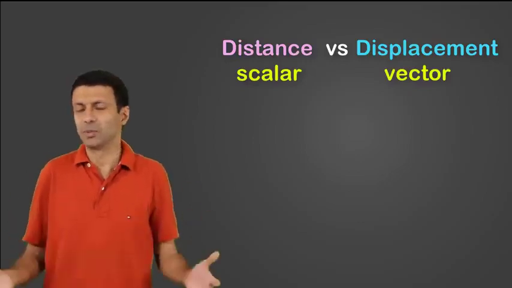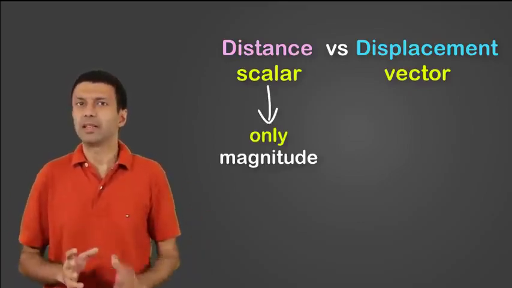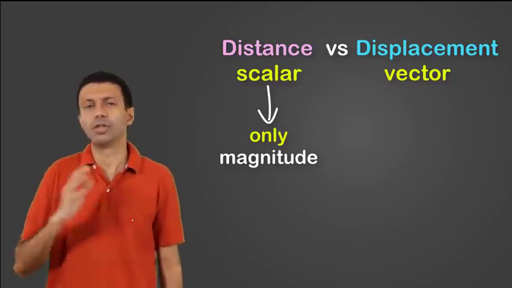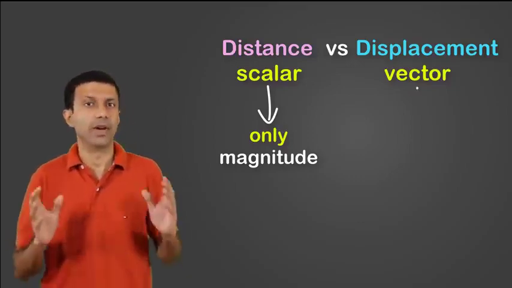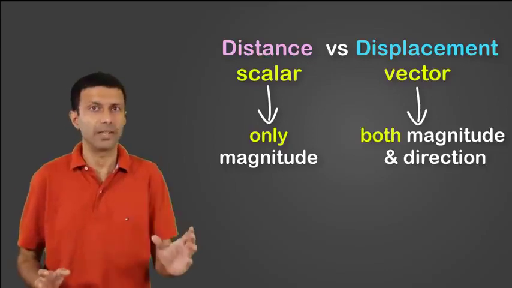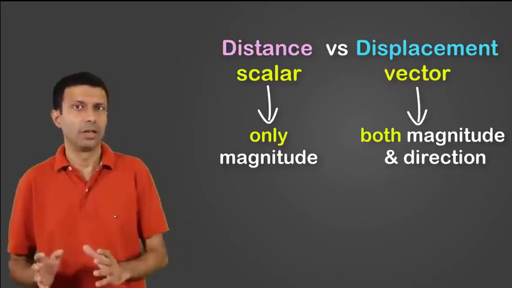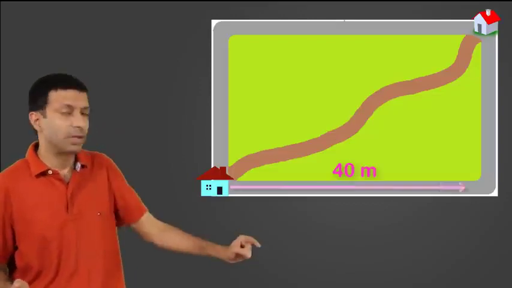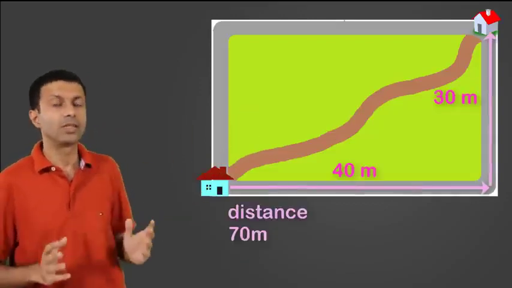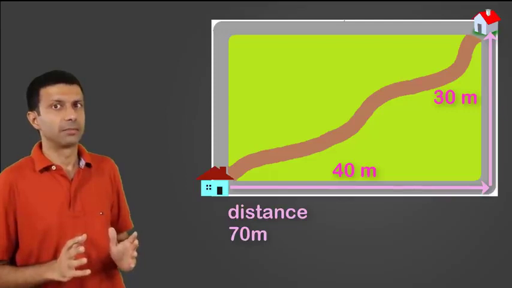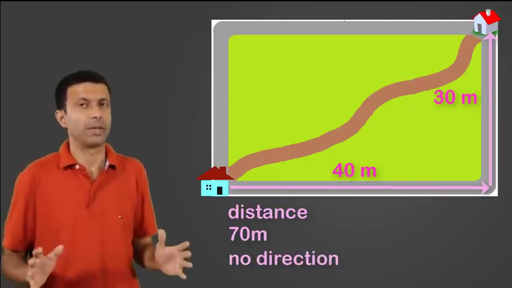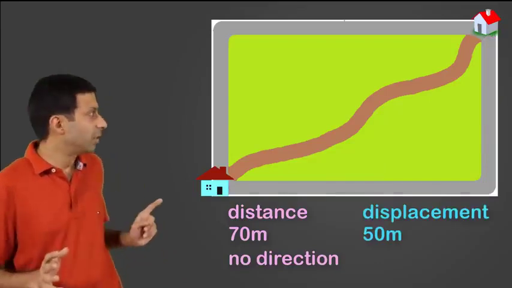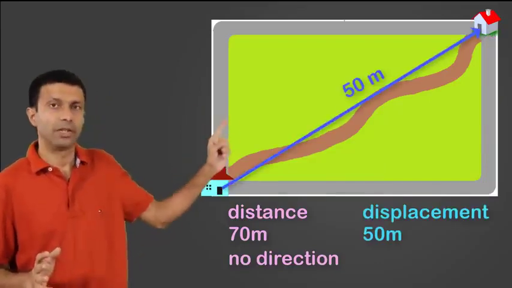Now what do these terms mean? Scalar means it has only a magnitude, so only a value but no direction. And vector quantity means it has both magnitude and direction. So let's look at our example here. When you travel to your friend's house like this, the distance was 70 meters. But there's no direction specified. But if you look at displacement, our displacement has a value of 50 meters.